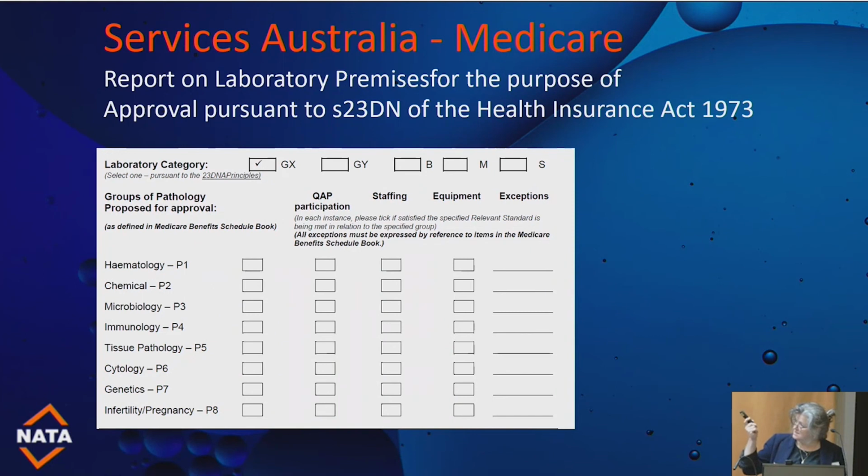We have to actually tick that the lab participates in QAP, that there's staffing, equipment, and any exceptions. Now, the exceptions have dropped off, because it used to be, I'm in this P group, but I'm only doing this test. And the Medicare system couldn't quite cope with that, so it got even more complicated, so now we don't do exceptions. Like I said, this is not our document, this is Medicare's or Services Australia's document. When we give out a new document, you get your Medicare for an extra 3 years, so we have to extend it for 3 years. And I think that's about all I have to say on the Medicare report. It's very precious.